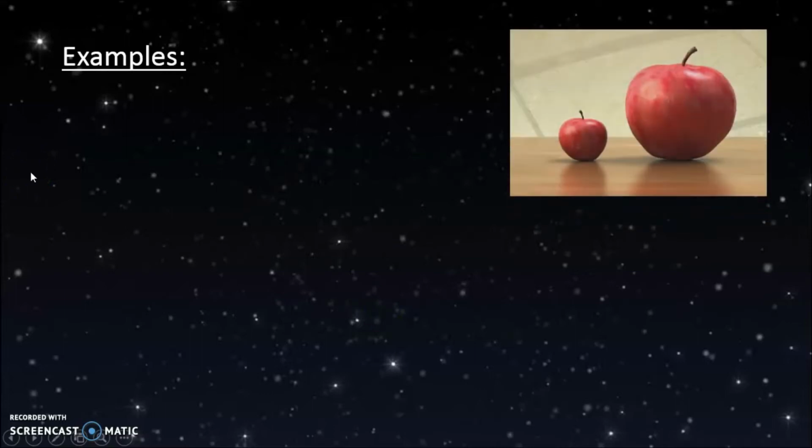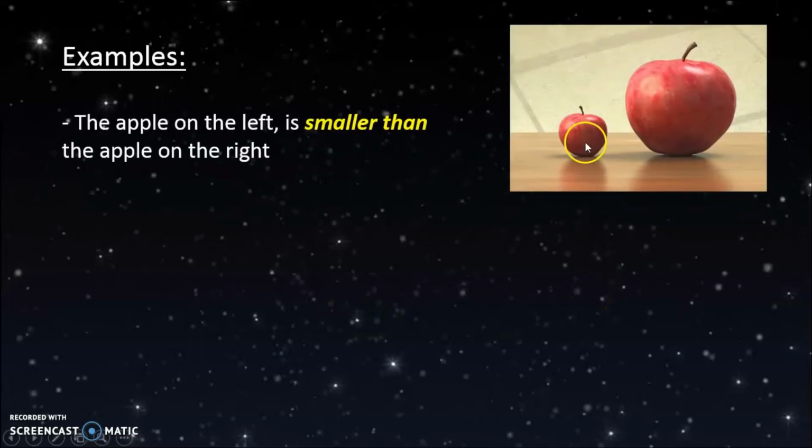We have some examples over here. The apple on the left is smaller than the apple on the right. When using comparatives, you also need to use the word than before the other word. In this case, we have two apples, so the apple on the left, the first object, is smaller than the apple on the right, the other object.